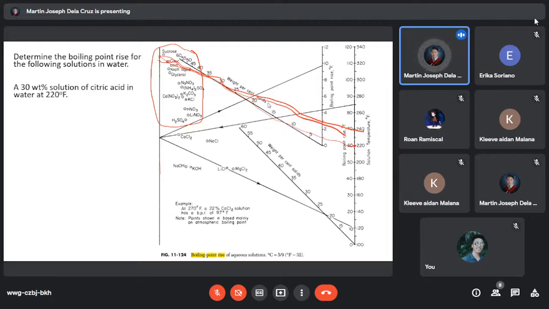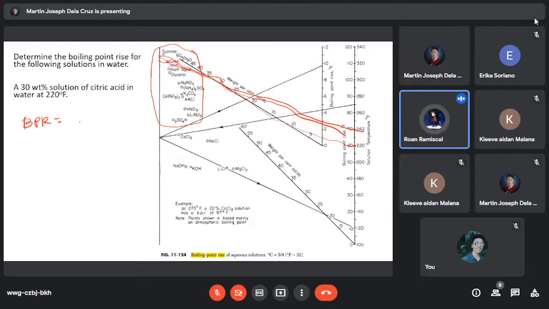So, ang boiling point rise dapat na makuha nyo dito, class, ano ba sa inyo muna? I want to know kung ano po nakuha nyo. 1.9, sir. Yung iba po. Sino yun? Roan ba? Erika? Sige. So, yung iba, ang nakuha ko dito is around 2.2 degrees Fahrenheit.